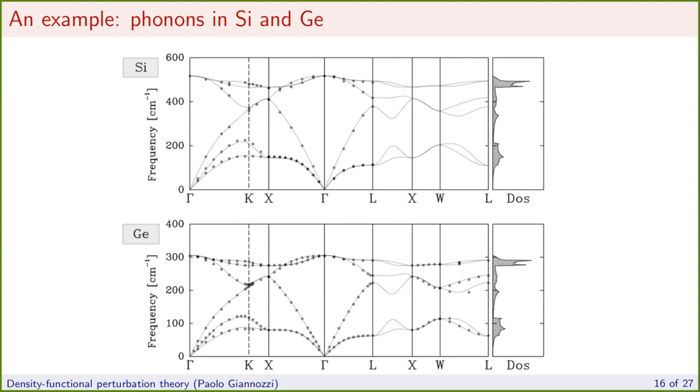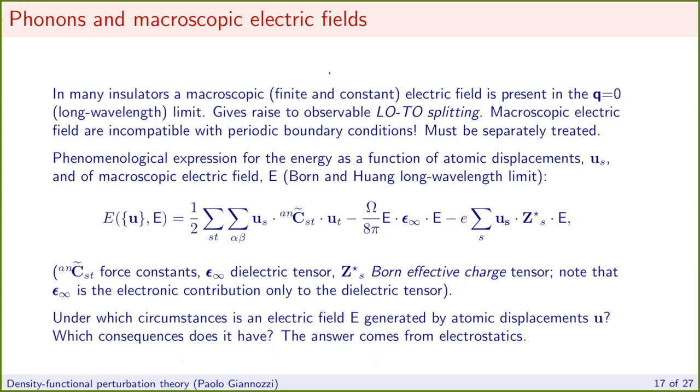Now, these silicon and germanium, of course, are a simple case. You see here, at the gamma point, you have zero frequencies, zero frequency modes, acoustic modes. Gamma means Q equals zero, so here you have translational invariance, and so you have three zero frequencies, and here you have three degenerate frequencies, which unfortunately are not degenerate if the semiconductor is polar.